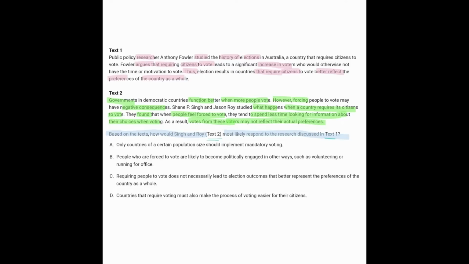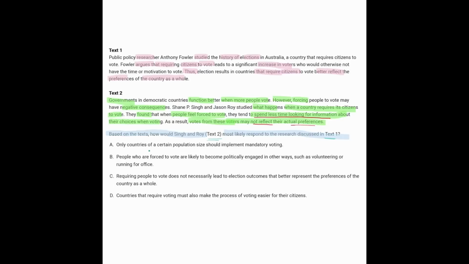So just to review, text 1 says that when more people vote, you get a better picture of what people think. Text 2 says that when countries force people to vote, people will spend less time doing their research, and therefore, even though you're getting more votes, they don't reflect the actual preferences. So let's look at the answers.